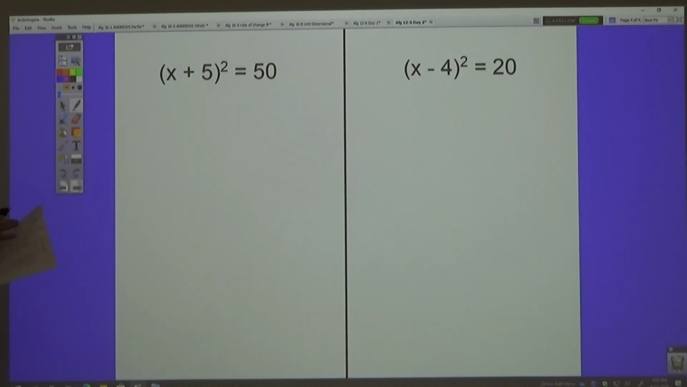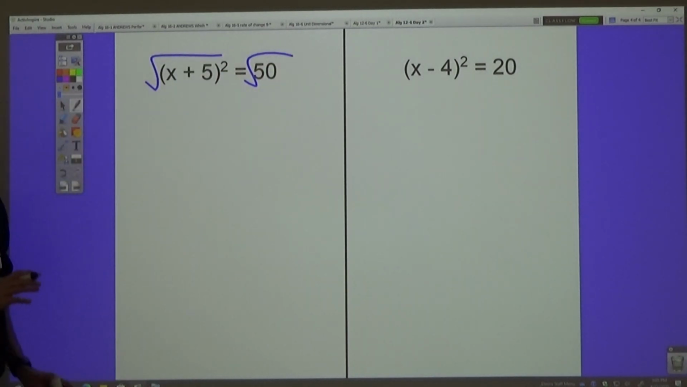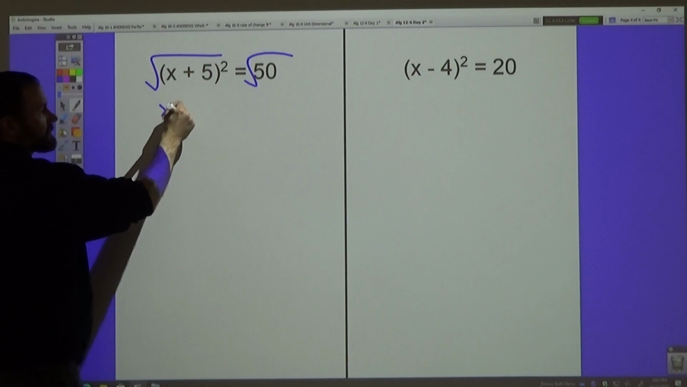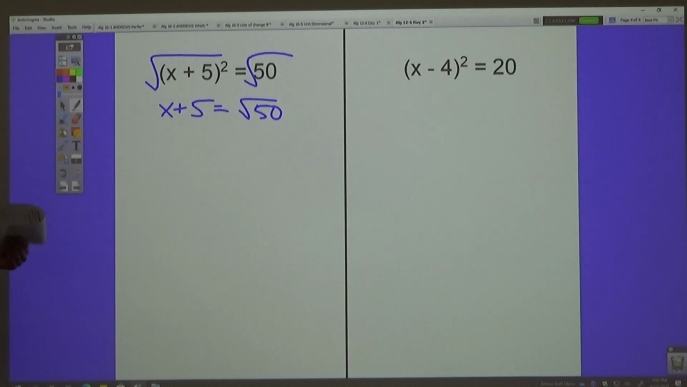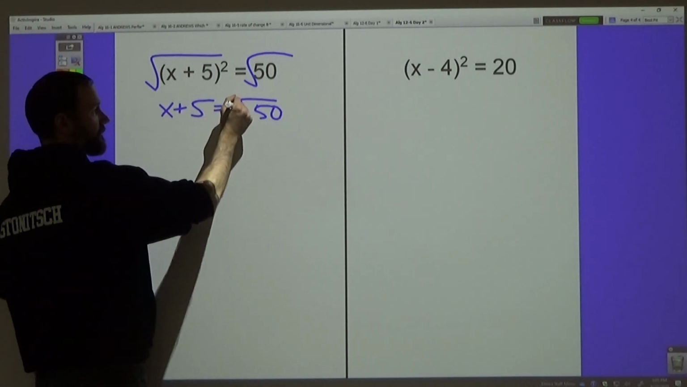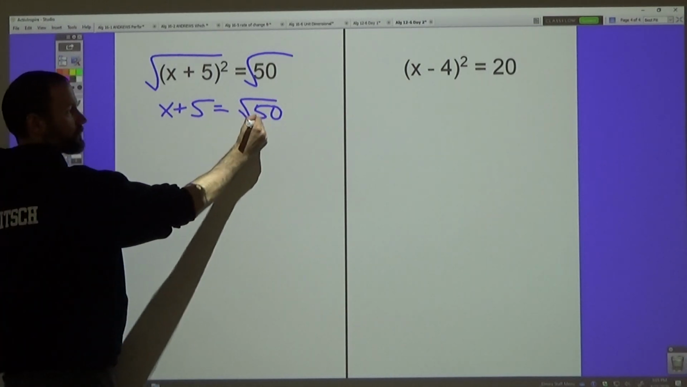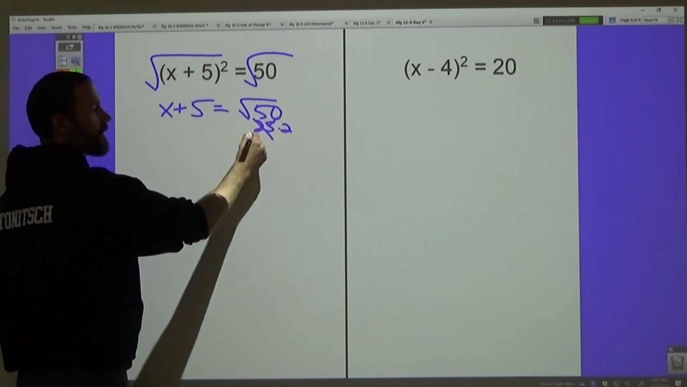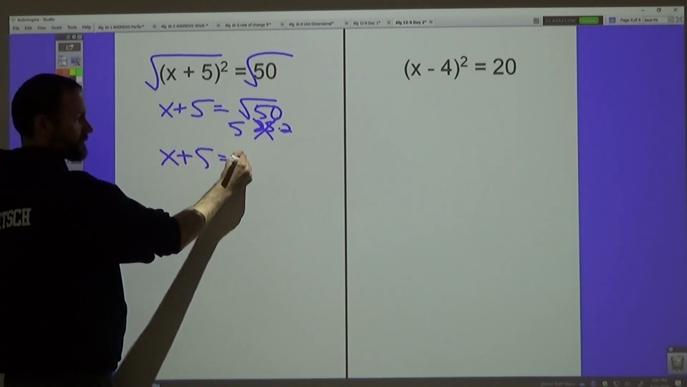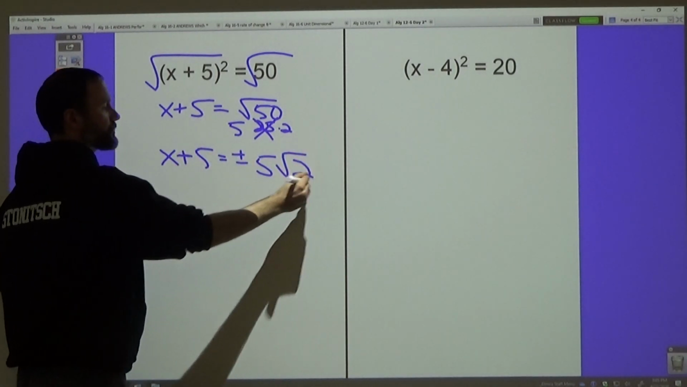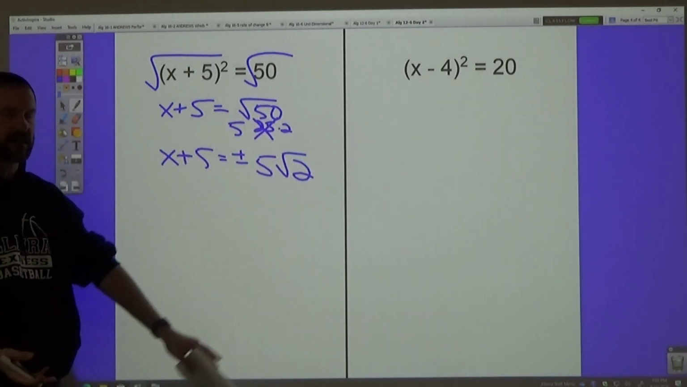Taking a look at this one, I want to do one more because this one's a little bit weird. When you take the square root of both sides to get rid of that parentheses and the squared, this becomes x plus 5 equals radical 50. Now, radical 50 can be simplified. 50 is really 25 times 2. Cross off the 25, bring out the 5. So we really have x plus 5 equals plus or minus 5 radical 2 in simplest radical form. If they ask you in decimal form, you don't need to convert it yet, just make it into a decimal.